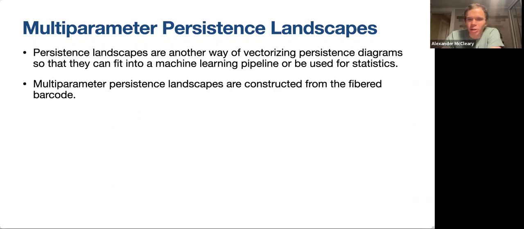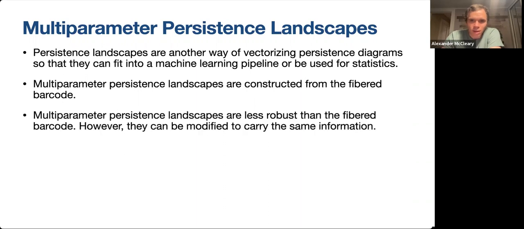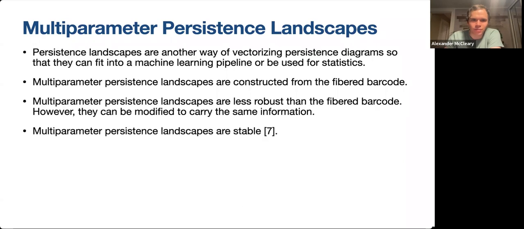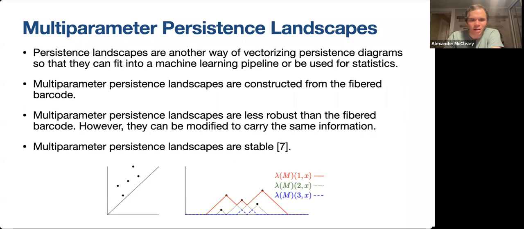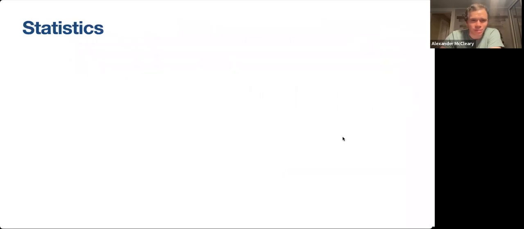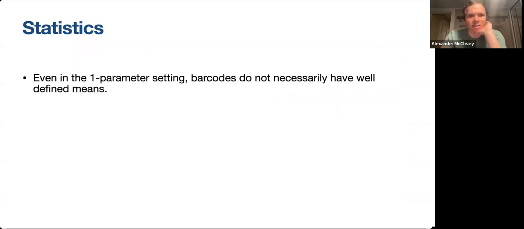So yeah, these are just constructed from the fibered barcode. And these are less robust than the fibered barcode. We're losing information. However, there is a way to modify them so that they do carry the same information. And yeah, multi-parameter persistence landscapes are stable, which is good. And this is what they look like here. Or rather, these are just persistence landscapes in general. We're not going to spend too much time on this. But yeah, they are another commonly used invariant.